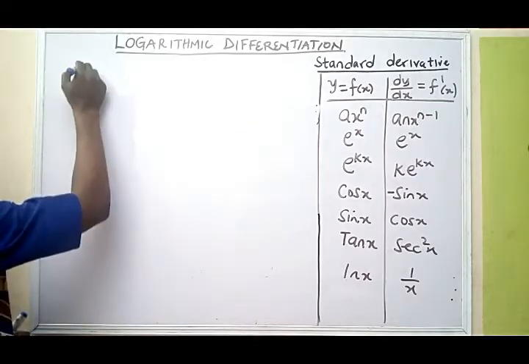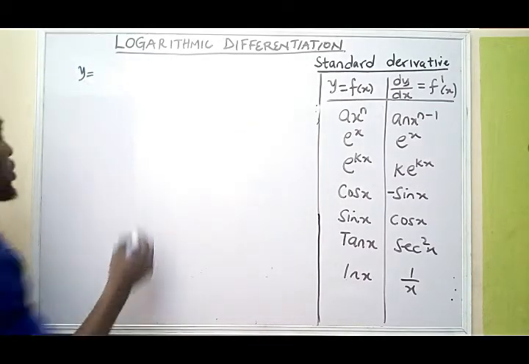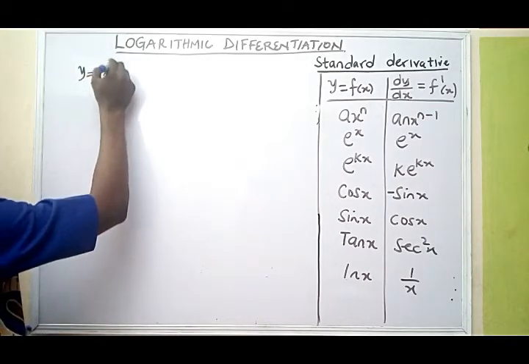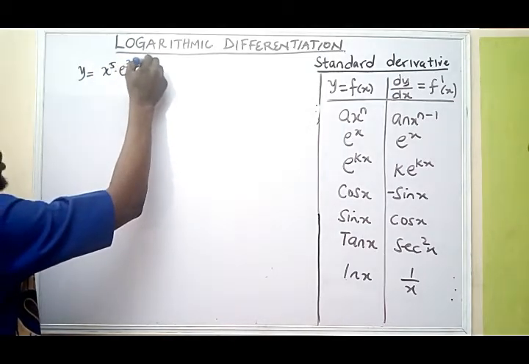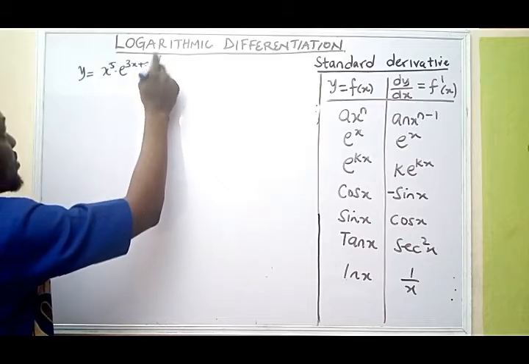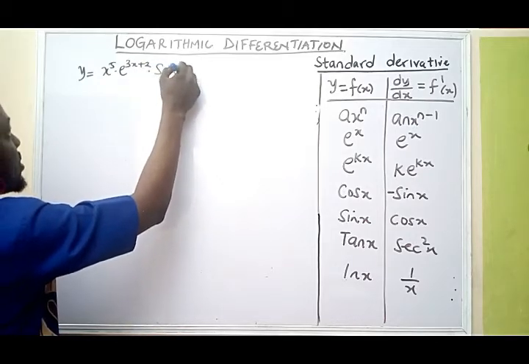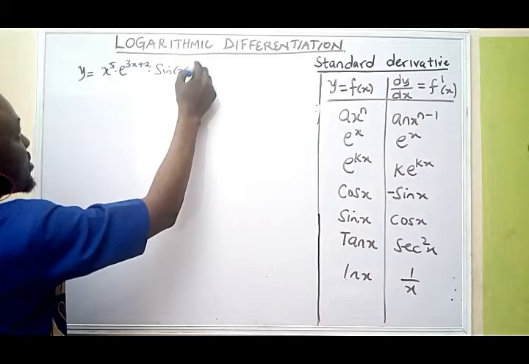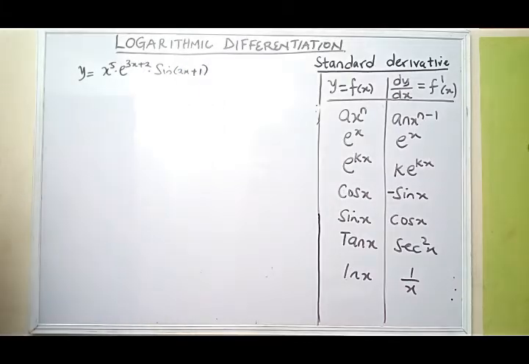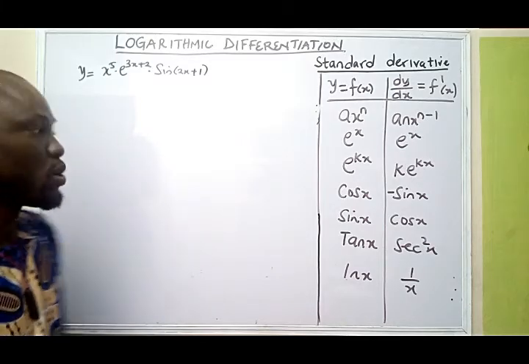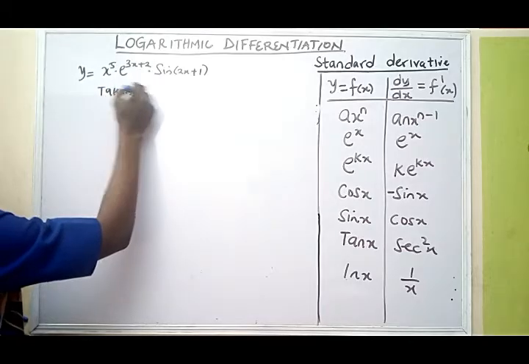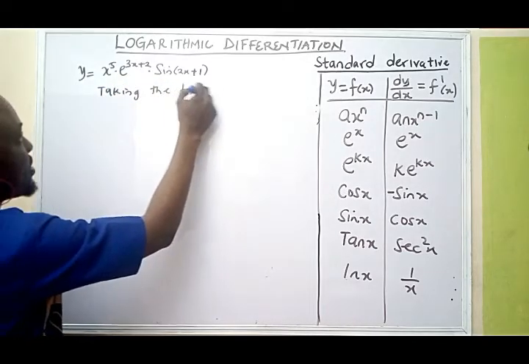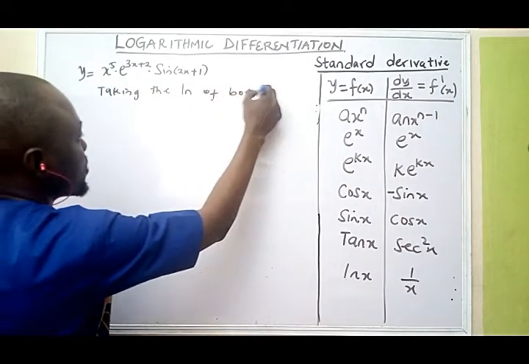So I want to take a case where we have three functions as a product, for instance, y equals x raised to the power 5 times e raised to 3x plus 2 times sine of 2x plus 1. Now, if we have this, we have three functions in the form of products. So the first thing to do is to take the ln of both sides of the equation.